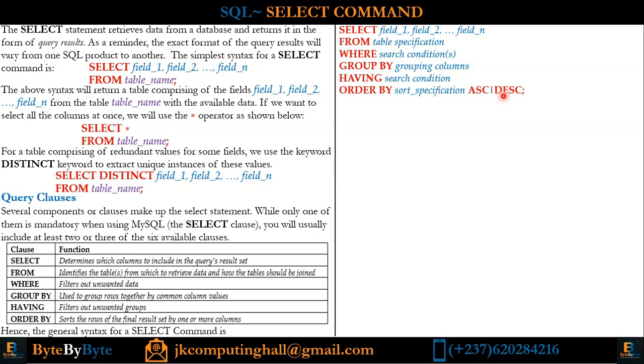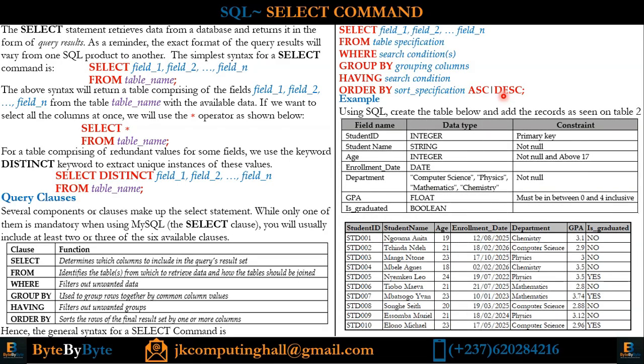Now, let us look at an example to properly understand how to write these SELECT queries. Using SQL, create the table below and add the records as seen on table 2. So this is our table 1 that contains different fields, the data type, and the constraint, as you can see. Then we have the table with the values, that is student ID, the name, and all the rest.